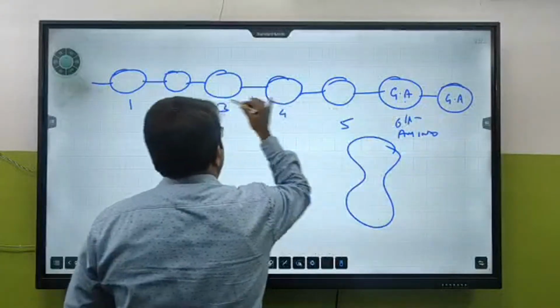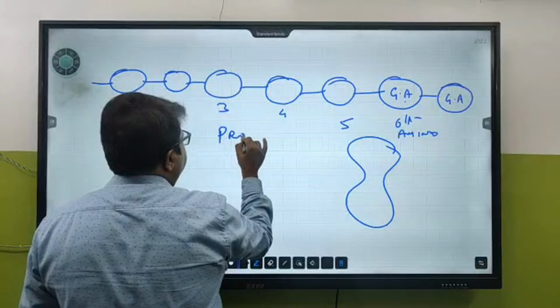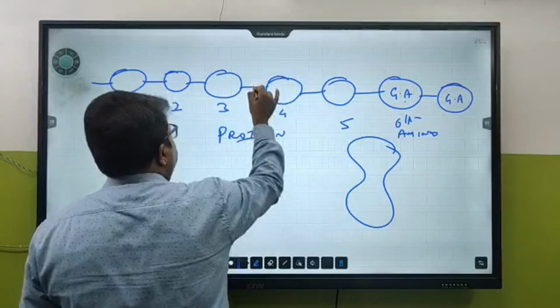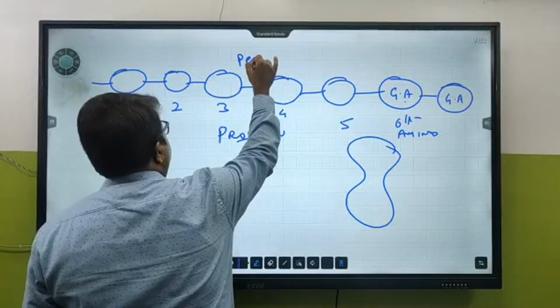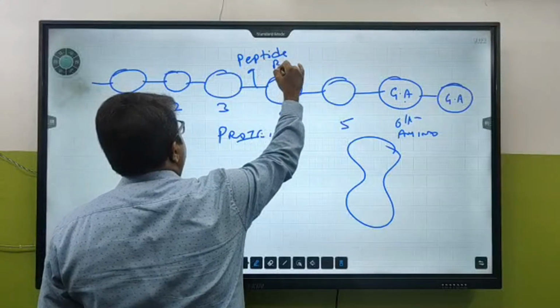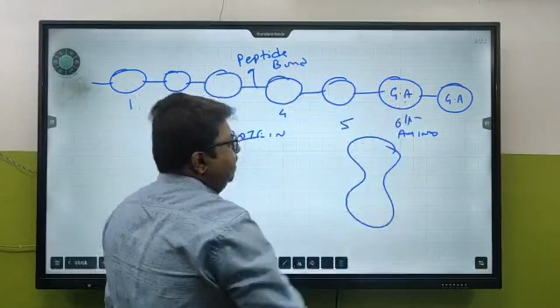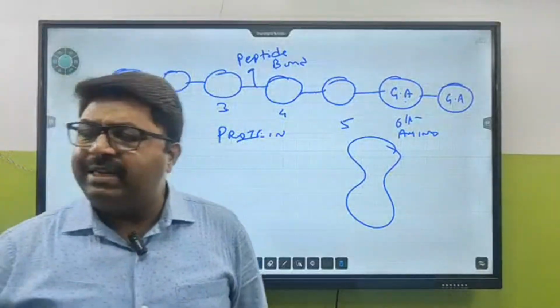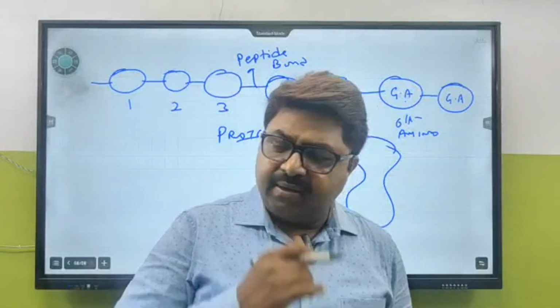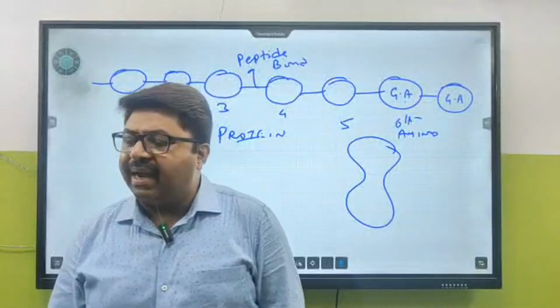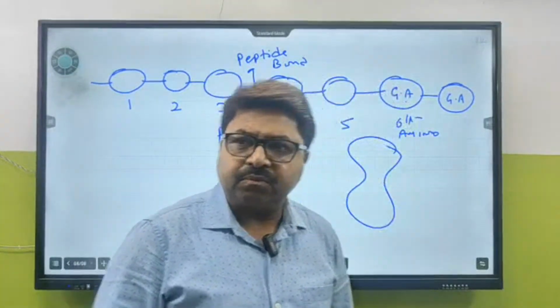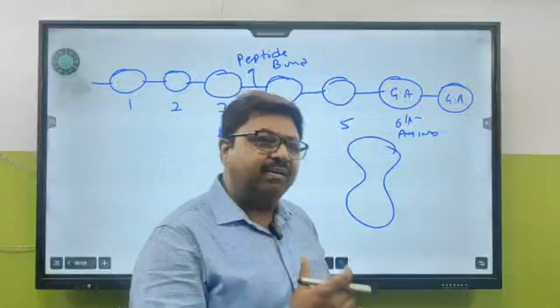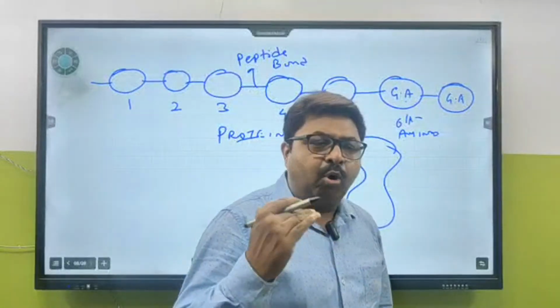This is an amino acid chain. So many of the amino acids together make what? A protein chain. Tell me the bond present between the 2 amino acids. Peptide bond. So a protein is made up of a polypeptide chain of amino acids. Many amino acids together make a bond, and the bond is called peptide bond.